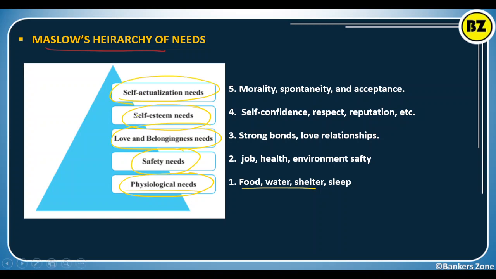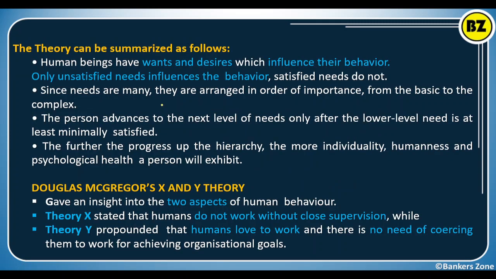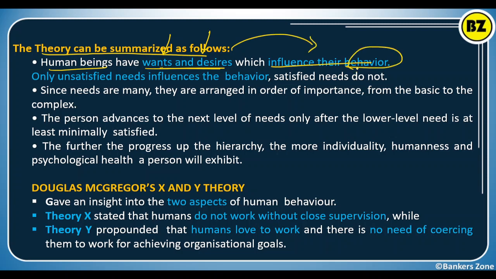Okay, that you have to remember. Now see the summary. We will see the summary of the need hierarchy theory. Human beings have wants and desires which influence their behavior. Obviously, what you want and what your desire is will directly reflect in your behavior, right?